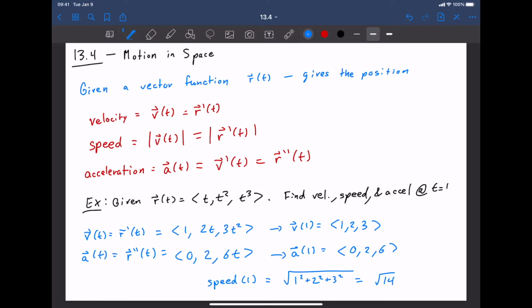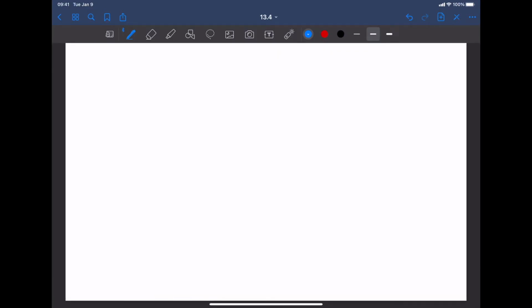I'm not going to leave you there. We'll do one where we actually have to find the functions. So let's talk about a slightly different example, to give you another practice. Let's do the square root of t in the i direction, t squared in the j direction, and e to the 2t in the k direction.